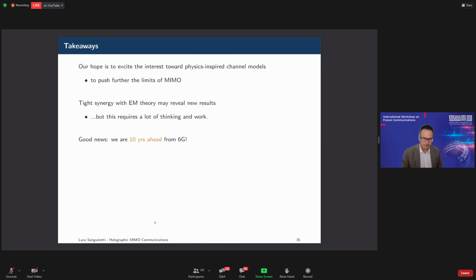This is the way to go if we want to get the most out of the MIMO technology. We need to go back to the physics principles of electromagnetic propagation. This requires a lot of thinking for people like me in wireless communications.